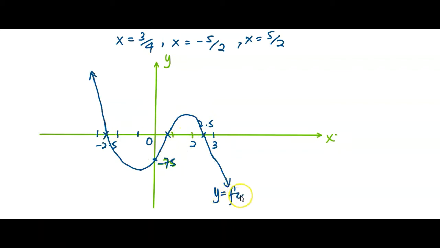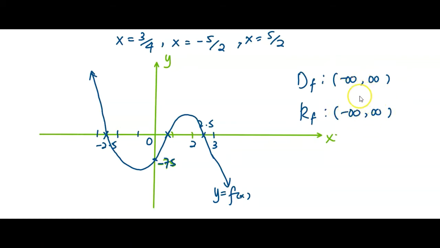And we can now label this as y equals f(x). Again, for any cubic function, if the function does not state any special condition on the domain, the domain and range will still be from negative infinity to infinity. All right, this is the last example of my video discussing cubic functions. Thank you for watching.